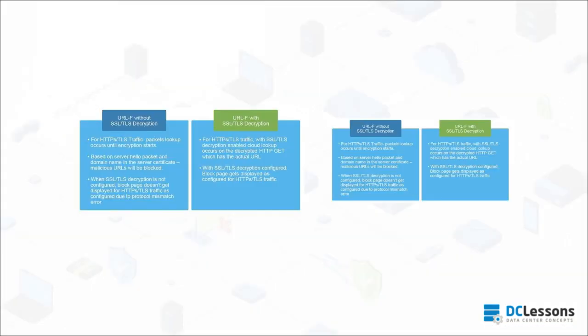Okay, this side-by-side comparison is absolutely key to understanding what this system can do. Without decryption, the engine's vision is pretty limited. It can only see the domain name from the server certificate during that initial TLS handshake. That lets it block domains, sure, but not specific URL paths.